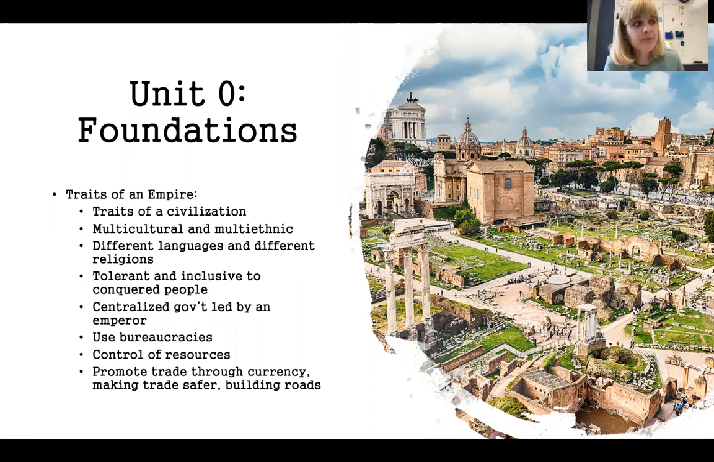Now, historically, in this class, I would have spent a couple weeks laying out the foundations for AP World History, but instead this year we just kind of dove right in. So we didn't get the opportunity to really dive into ancient civilizations, but that's okay. You really only need to know this because throughout AP World History, you will be talking about empires. So what are some traits of an empire?